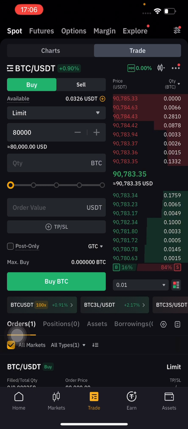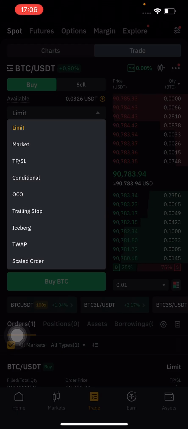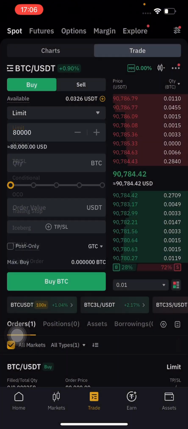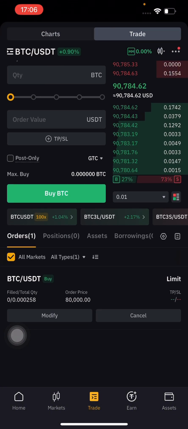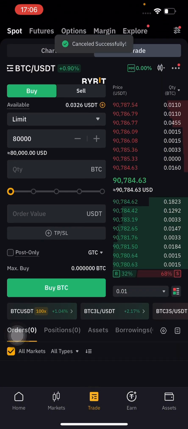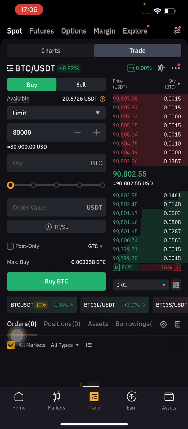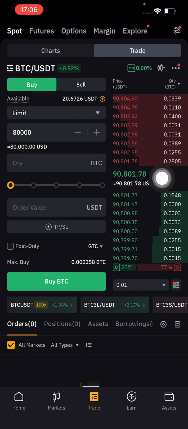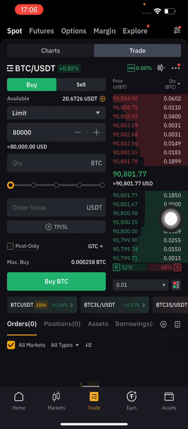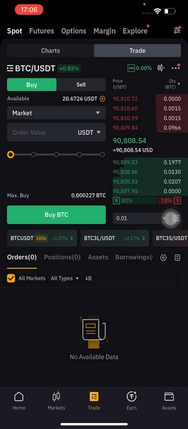Now we are going to go to market order. Let me cancel this order. Cancel. The order has been cancelled. So now you just come here. You see the amount of USDT that I had has gone back to normal, 20.6 something. So now we're going to go to market order.